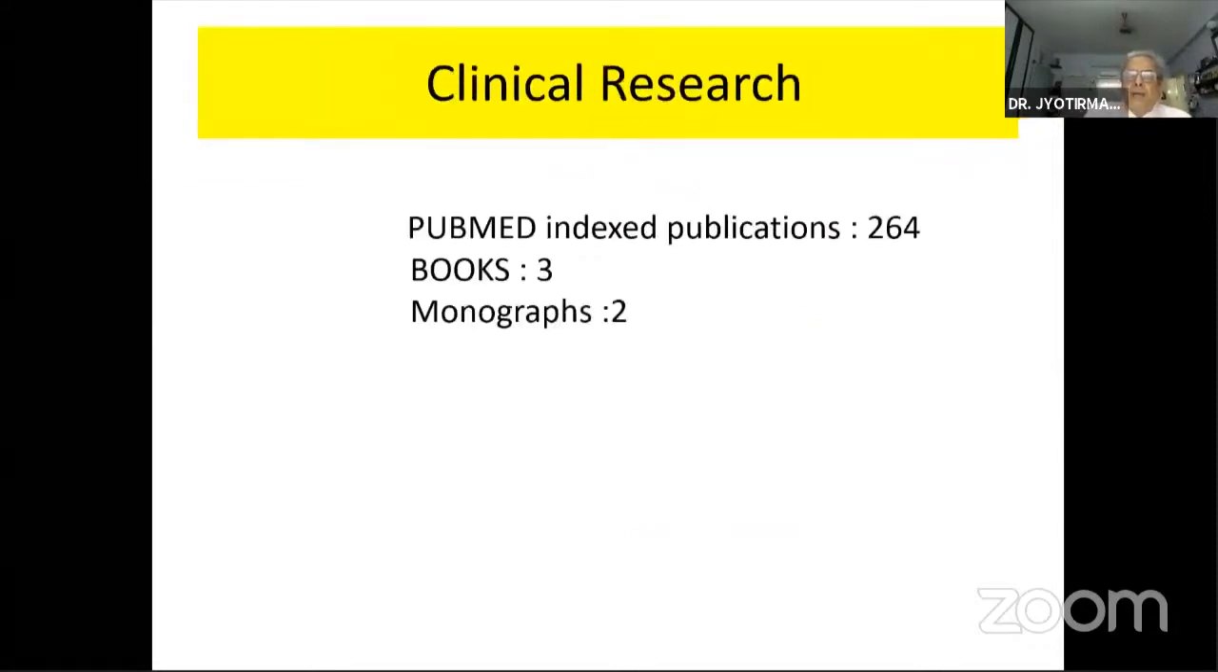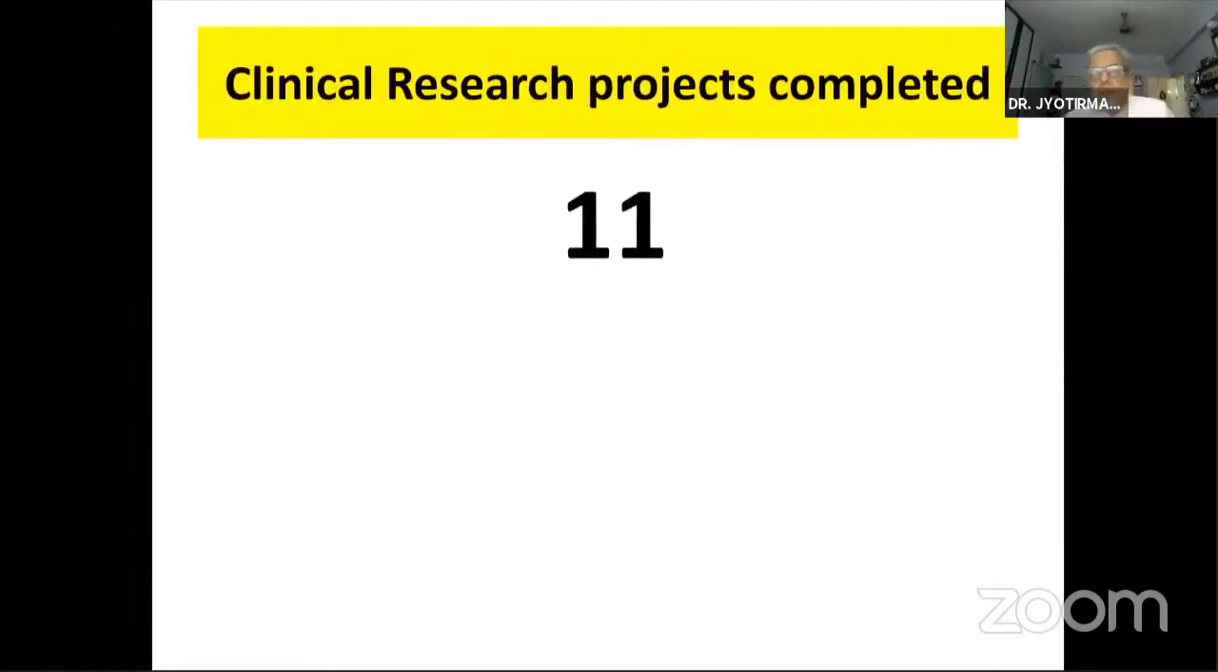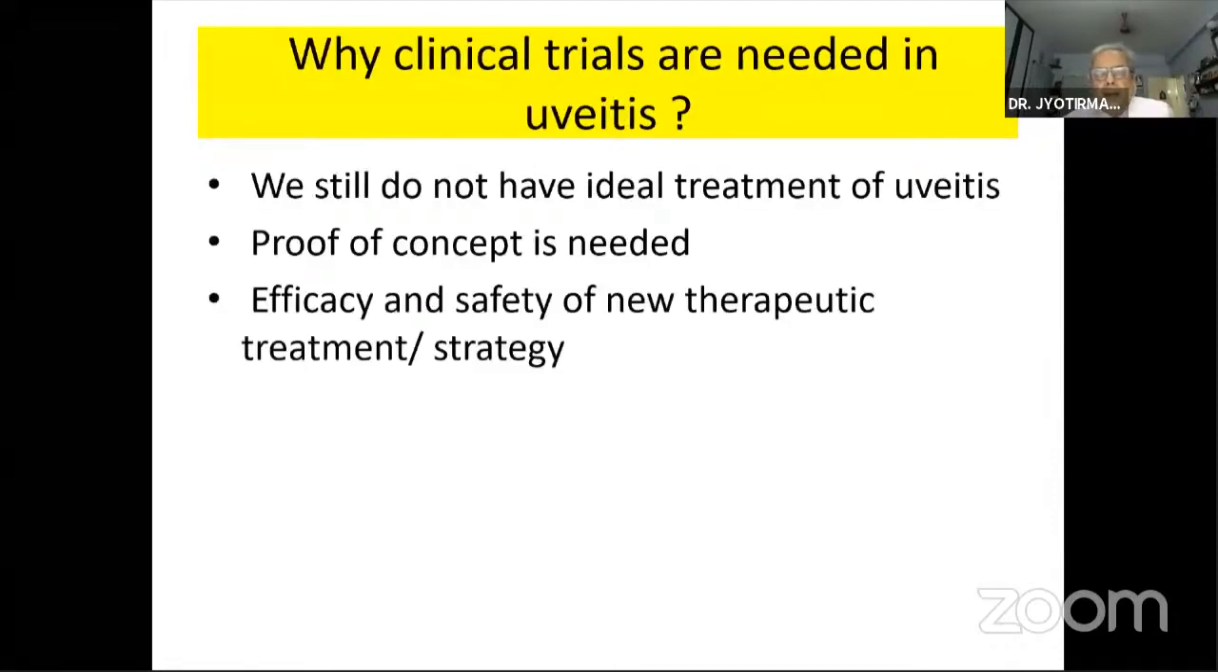So we have done clinical research, which resulted in 264 PubMed indexed publications, 3 books and 2 monographs. Next. So we have completed 11 clinical research projects. Some of them have come into the results, trials and drugs now available.